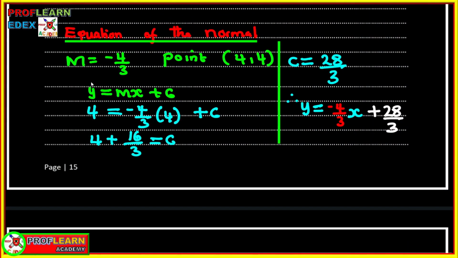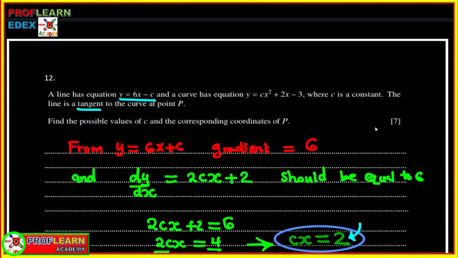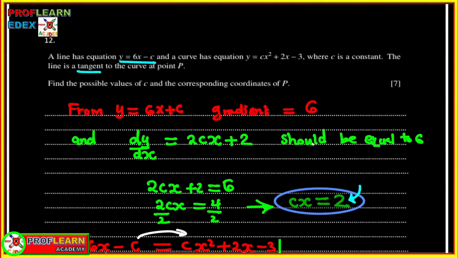The equation of the normal can be obtained from here. We know that the equation of a straight line is y equals mx plus c. So we substitute: where we have m, we place -4/3; where we have x, we substitute 4; and where we have y, we substitute its value. That enables us to find the value of c, which is 28/3. So we can write the equation in standard form as y equals -4/3 x plus 28/3. That's what you are supposed to do in that bit.